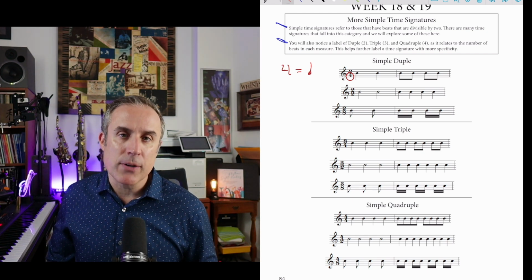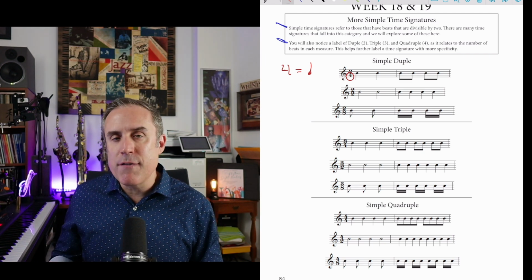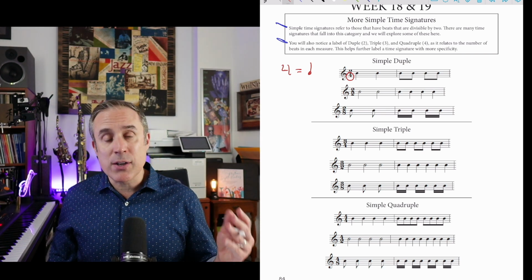2 beats in the measure, and the quarter note will be getting the beat. That quarter note can be equally divided into 2 eighth notes. That's why it's a simple time signature. Let's look at the second example.